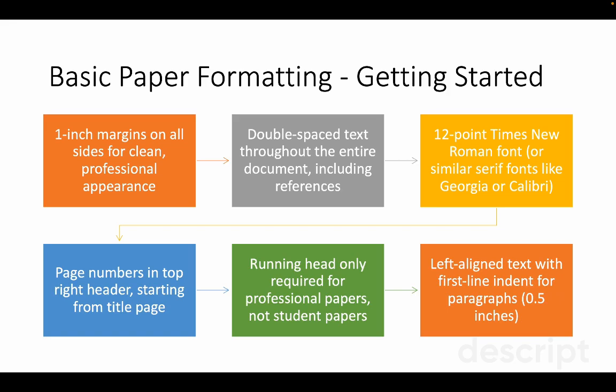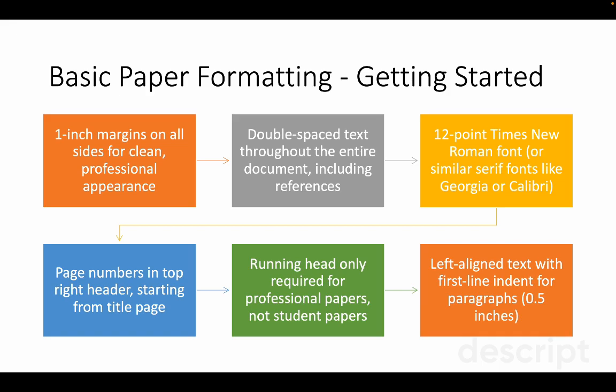Now, let's go over basic paper formatting, getting started. Firstly, 1-inch margins on all sides for a clean, professional appearance. Second, double-spaced text throughout the entire document, and that includes your references section. 12-point Times New Roman font or similar fonts like Georgia or Calibri. Page numbers in the top right header, starting from the title page.